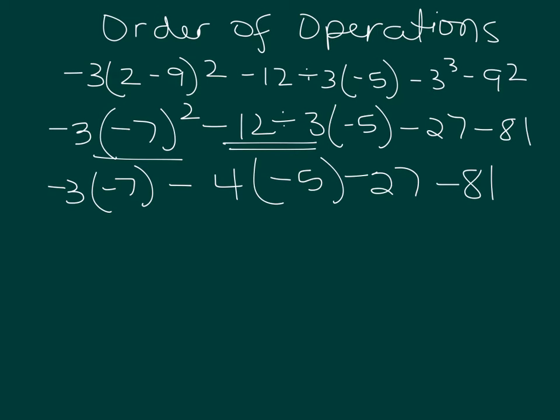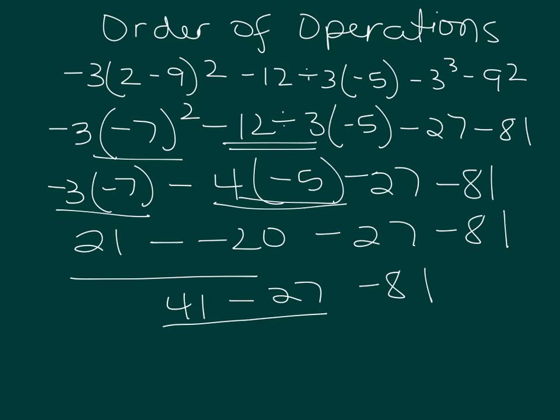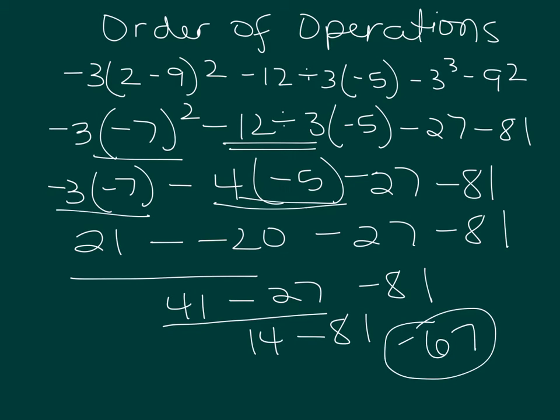Okay, I'm going to do the negative 3 times negative 7, which is 21, minus, I can go ahead and do this multiplication. 4 times negative 5 is negative 20, minus 27, minus 81. Now, addition, subtraction, you got to do one problem at a time, left to right. So 21 minus negative 20 is 41. You can't do anything else. 41 minus 27 is 14. Minus 81 is negative 67 as your final answer.